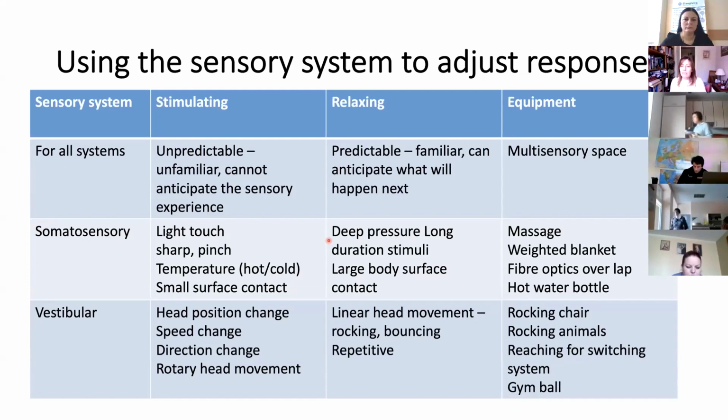So that is relaxing. Other items that fall within this are things like the weighted blankets that you can use, or it could be an everyday item like a hot water bottle.